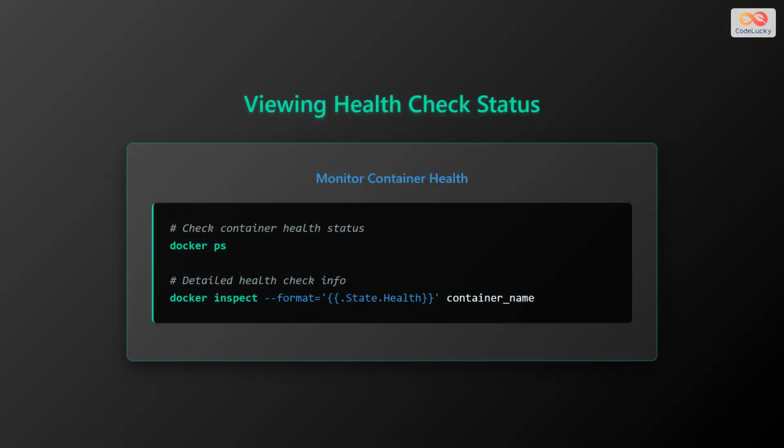To view the health check status of your containers, use the docker ps command, which displays the current status in the health column. For more detailed information, use the docker inspect command with the format flag to display the health status, including the last check's log and result. These commands provide insights into the health of your containers, helping you monitor and maintain your applications effectively.